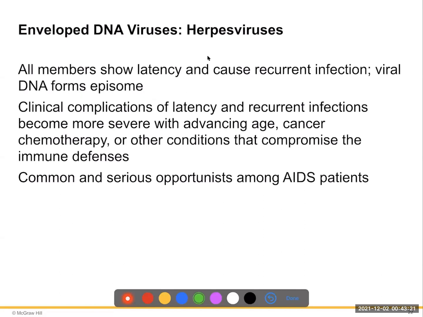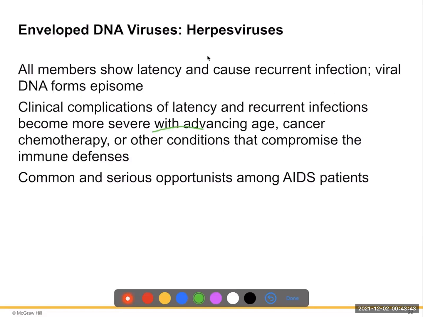Enveloped DNA viruses, like the herpes viruses. All members show latency and cause recurrent infections. Viral DNA forms episomes. So the virus gets in, you have your primary infection, then it goes latent, and then you get recurrent infections. They can last for weeks to years, or they can last a lifetime. Okay. Clinical complications of latency and recurrent infections become more severe with advancing age.